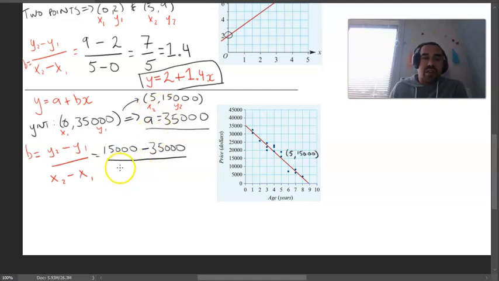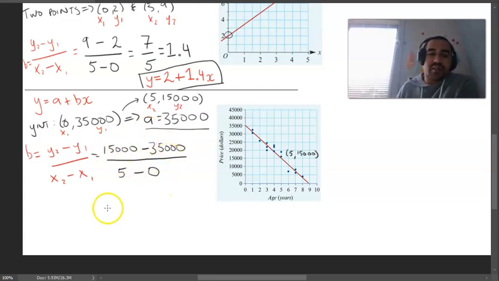So x2 is 5, and x1 is 0. 5 minus 0 is 5. More importantly, it's positive 5. So we know that we've done this correctly, and this one has to be correct because we're giving you a negative. So 15000, take away 35000. When you work that out, that should give you negative 4,000.